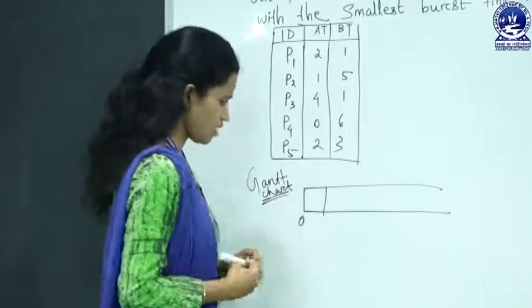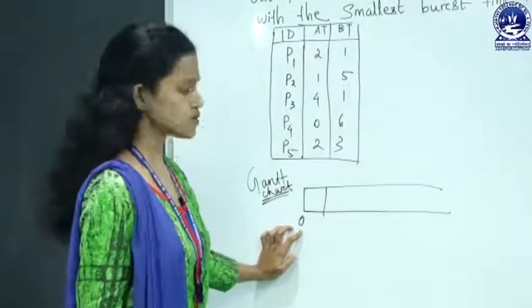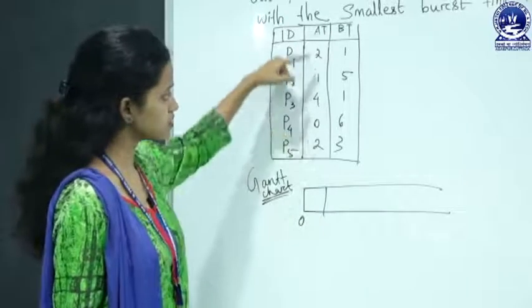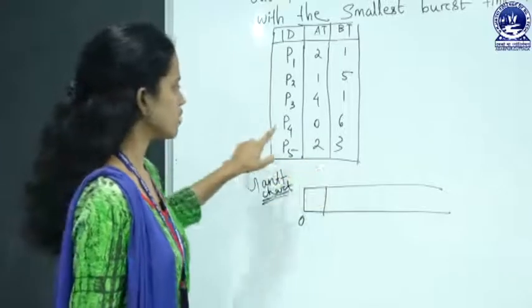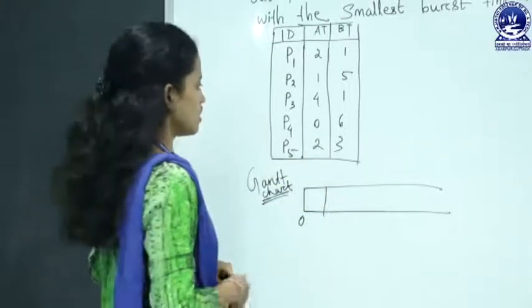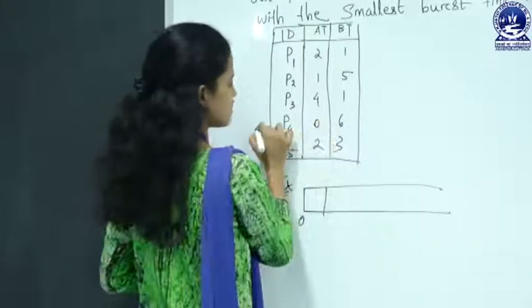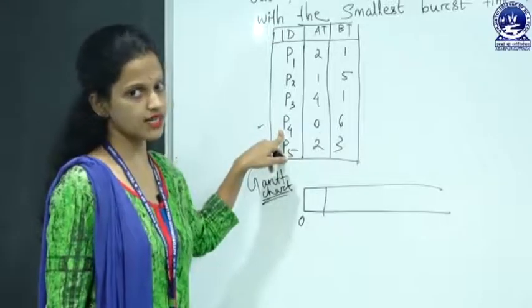See, at time 0, has any process come to the ready state out of these available processes? Yes, we have P4. The arrival time of P4 is 0. So P4 is the first to arrive at the ready state.